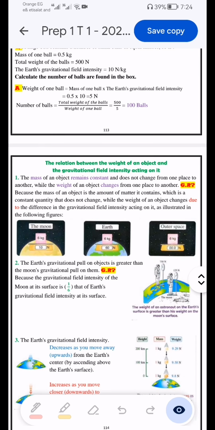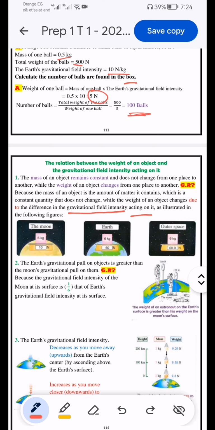Why? Give reason. As we said, because the mass of an object, it's the amount of matter contained, okay, which is a constant quantity that doesn't change, while weight of an object changes due to what? Due to the difference in the gravitational field intensity acting on it. Gravitational field intensity differs from one place to another.